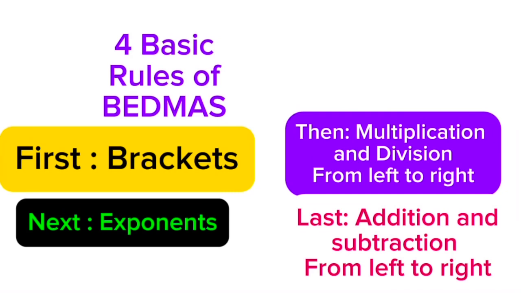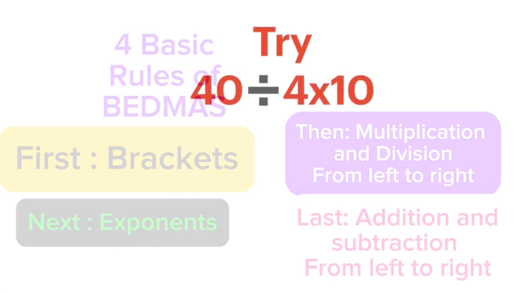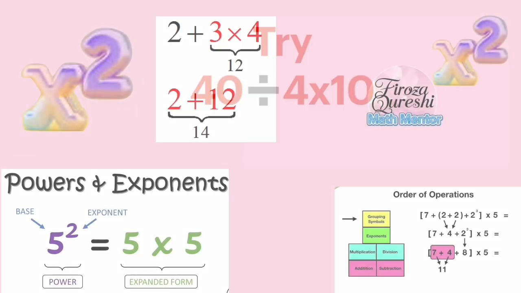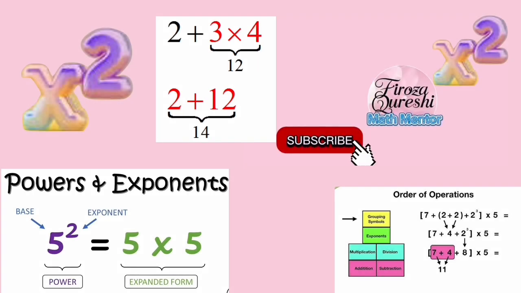So remember the basic rules of BEDMAS. First brackets, next exponents, then multiplication and division, and finally addition and subtraction. Try this example at home and write your answer in the comments. So today we learned exponents and order of operations. Always remember BEDMAS, it helps you get the correct answer every time.